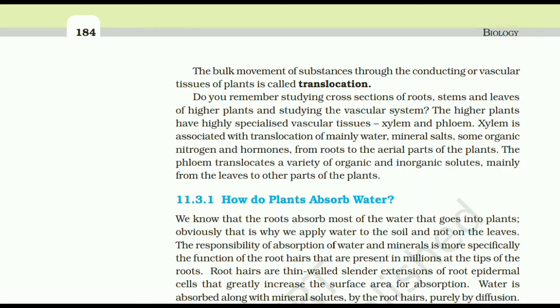Do you remember studying cross-sections of roots, stems, and leaves of higher plants and studying the vascular system? The higher plants have a highly specialized vascular system like xylem and phloem. Xylem is associated with translocation of mainly water, mineral salts, some organic nitrogen, and hormones from roots to aerial parts of the plant. The phloem translocates a variety of organic and inorganic solutes, mainly from leaves to other parts of the plant.